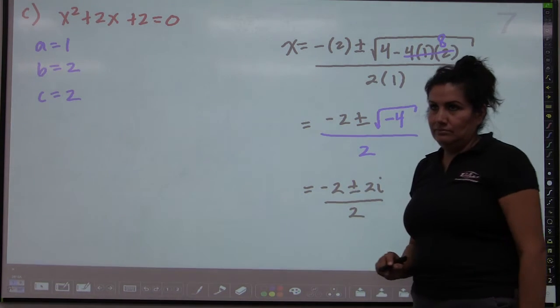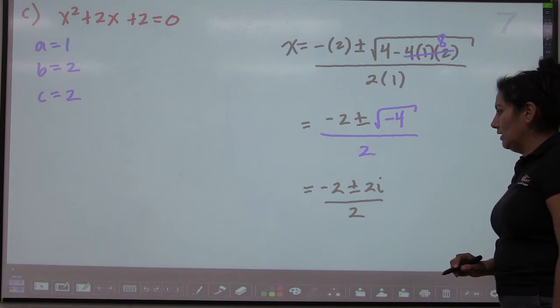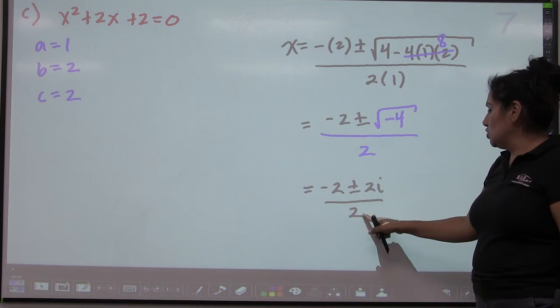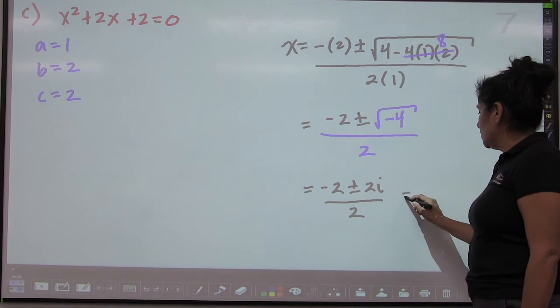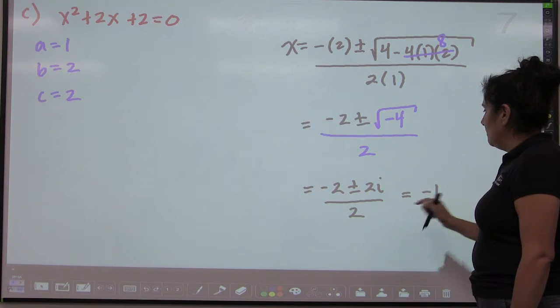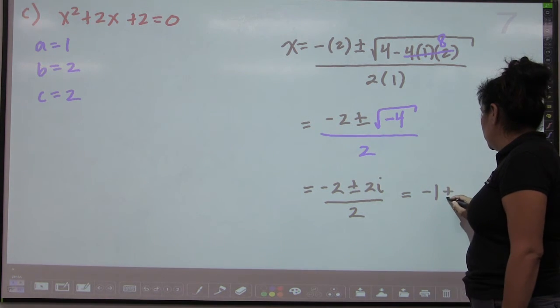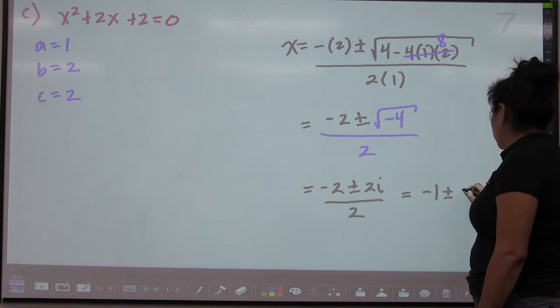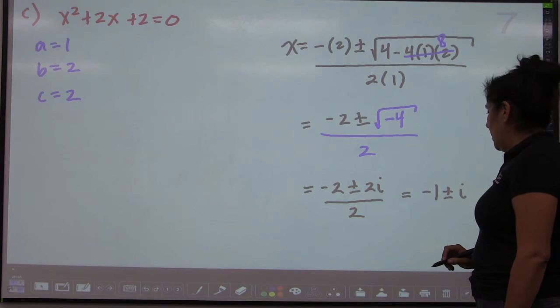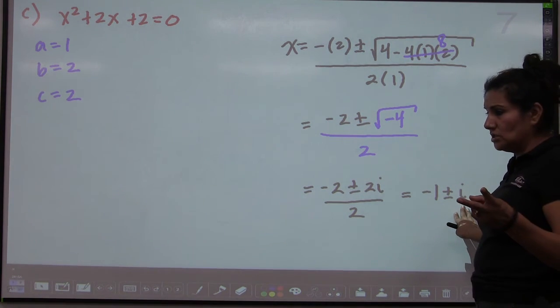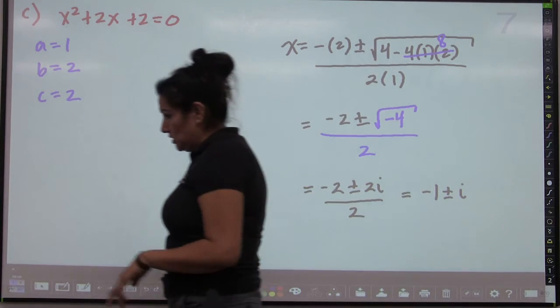It's imaginary, right? 2i. And then because 2 goes into all those numbers, you could actually reduce this to -1 because -2 divided by 2 is -1, and then plus or minus 2i divided by 2 is just plus or minus i. So x equals -1 plus or minus i. These are both still 2 solutions, but they're imaginary solutions.